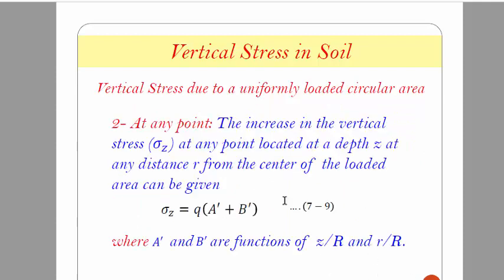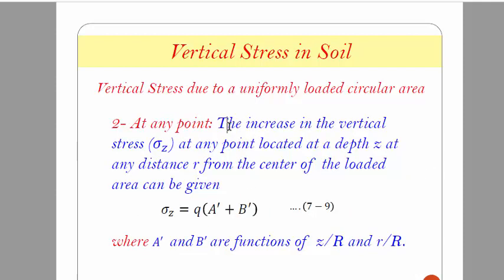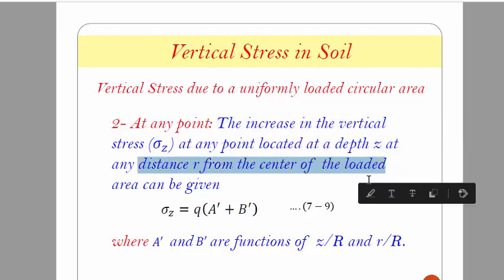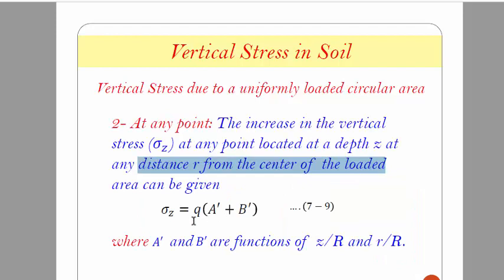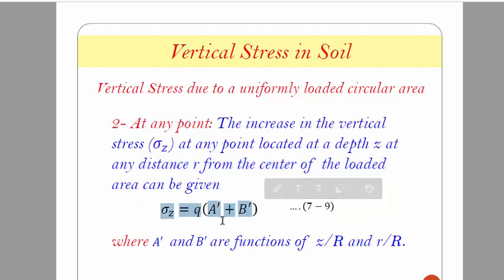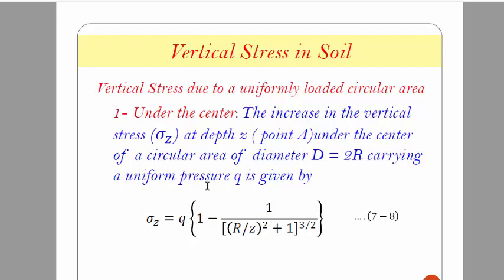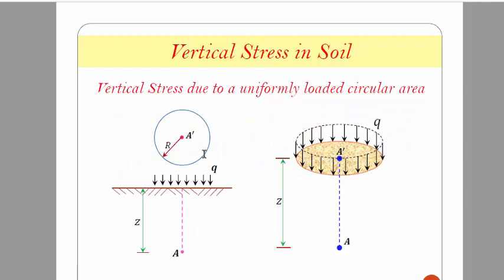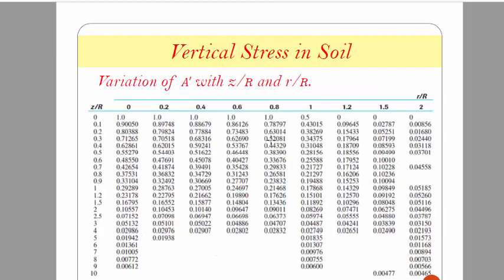If the point is outside, at any point, like in this direction or that direction, the r by z, we take it as r by r. So the increased vertical stress sigma z at point depth z at any distance r from the center of the loaded area is q times A dash and B dash. What are these? A dash is a function of z by r, sorry, and B dash is a function of r by r. So simply, these are in the table.